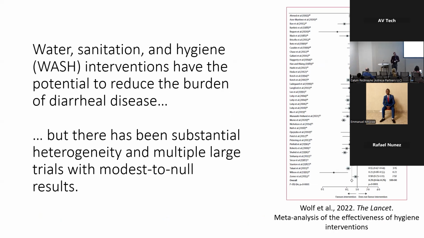Okay, great. So what we know is that water sanitation hygiene interventions do have a lot of potential to reduce diarrheal disease burden in low resource settings. This figure on the left comes from a meta-analysis looking at hygiene interventions, and they concluded that over all of these studies, there is a robust understanding that we have the potential for reduced diarrheal disease. Unfortunately, there's also really large heterogeneity across these studies, and many particularly large, well-run trials recently came with modest to null results.